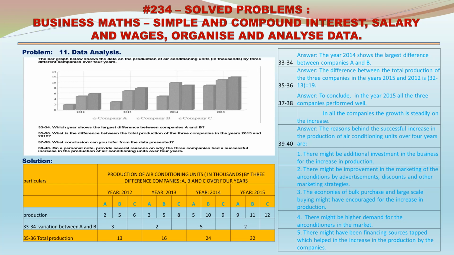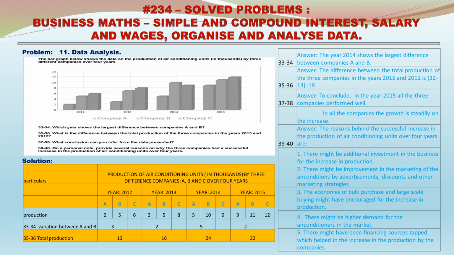On a personal note, provide several reasons on why the 3 companies had a successful increase in the production of air conditioning units over 4 years. Answer. The reasons behind the successful increase are: there might be additional investment in the business for the increase in production. There might be improvement in the marketing of the air conditioners by advertisements, discounts and other marketing strategies.